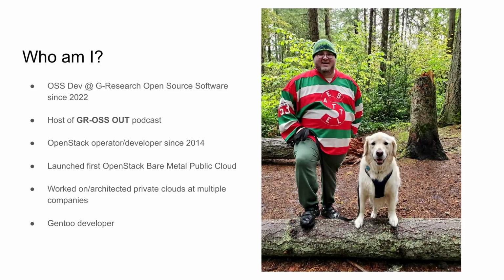Most of you know me. I'm Jay Faulkner. I'm an OSS dev at G-Research Open Source Software. I've been working on Ironic for the vast majority of my career, over a decade. I host a Gross Out podcast. I've been doing OpenStack since 2014, and I'm a Gen 2 developer as well.